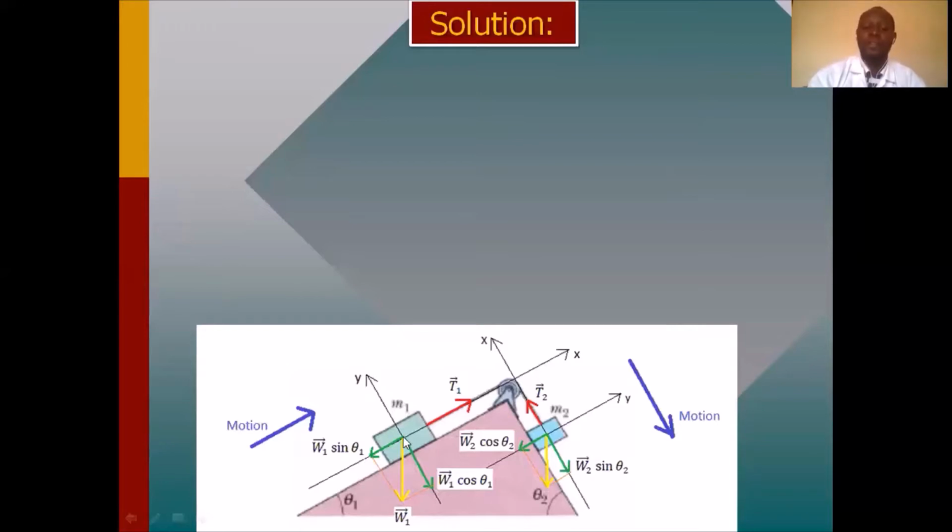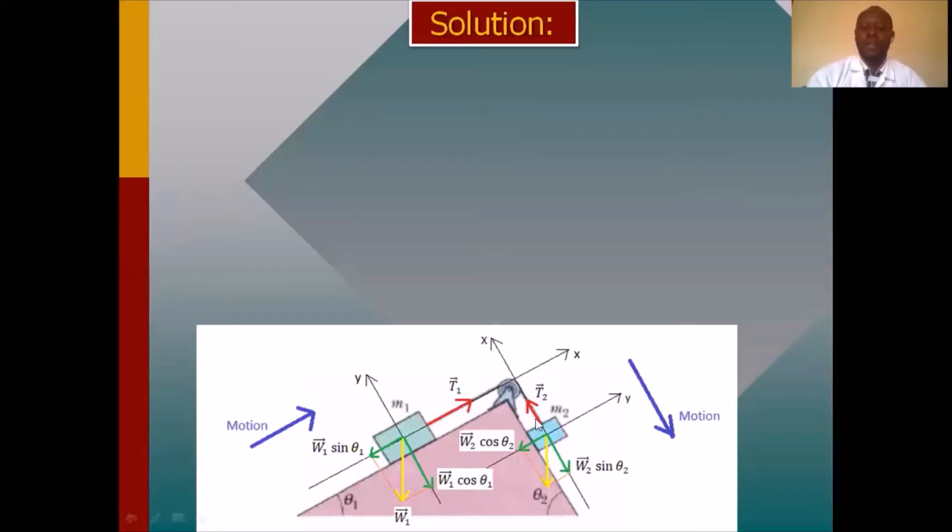And we have the component of the weight that is perpendicular to the plane, weight 1 cosine theta 1. This component is equal to the normal force. The normal force is the reaction to the weight 1 cosine theta 1.